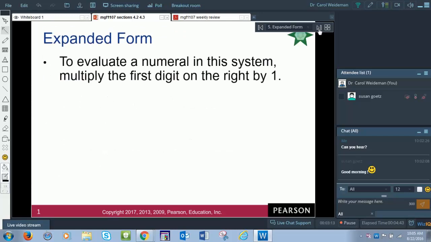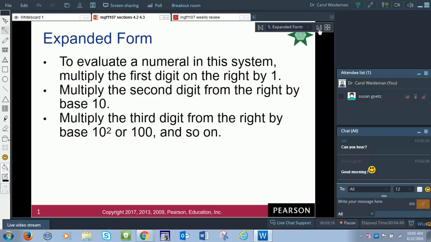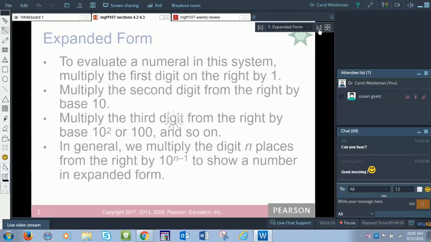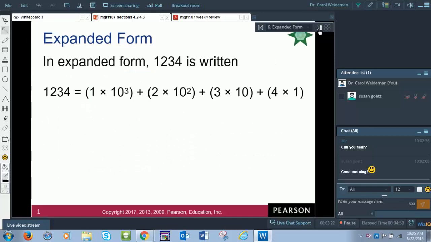And expanded form, this is to evaluate a numeral. In this system, we multiply the first digit on the right by 1, and then by 10, and then by 100, and so forth. And the reason that we do this is when we're going to change bases in a minute, we're going to need to understand the number in expanded form. So this number in expanded form is, if you start over here, 4 times 1, 3 times 10, or 10 to the first, 2 times 10 squared, or 100, and then 1 times 10 cubed. And again, we call this expanded form, and this will become very helpful, like I said, when we get into change of base in the next section.